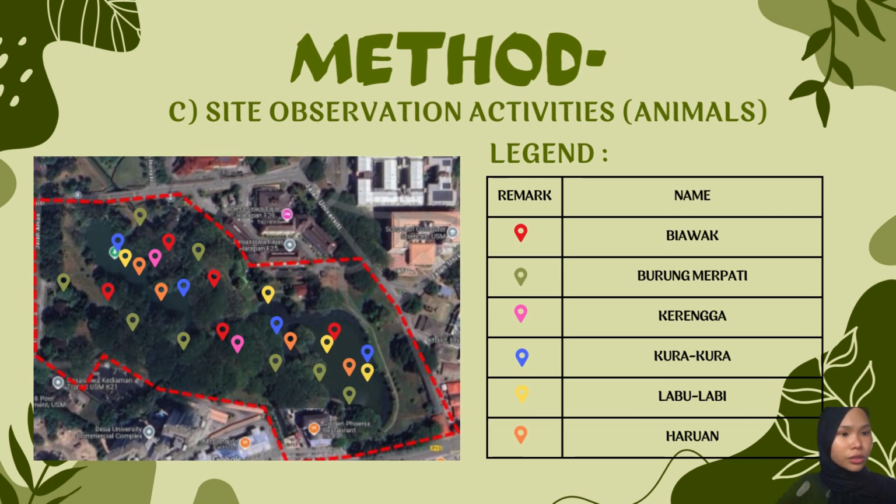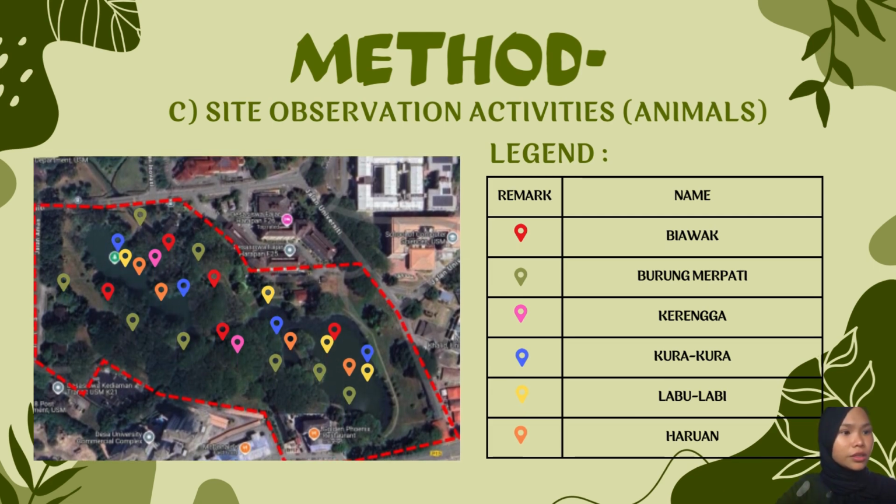Here we focus on the site observation activities carried out to identify and track animals present in the study area. On the left, you can see a map of the site with marked areas where different animals were observed. These observations were carefully documented using the legend shown on the right.